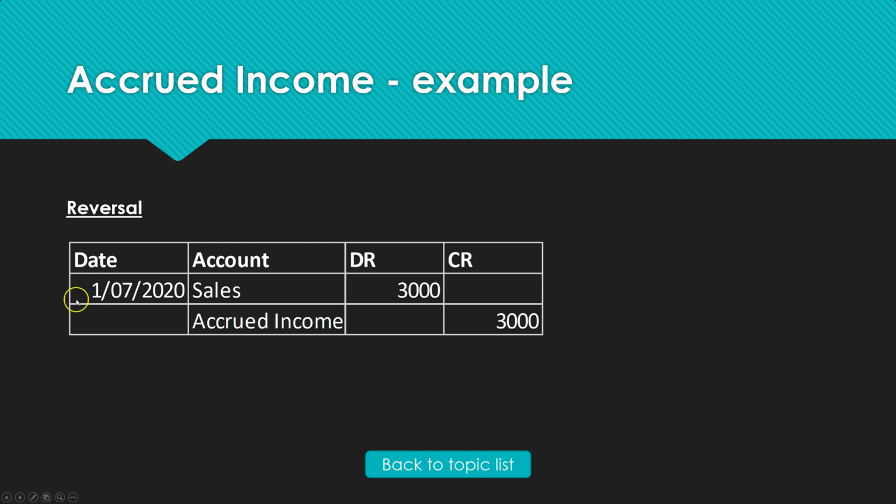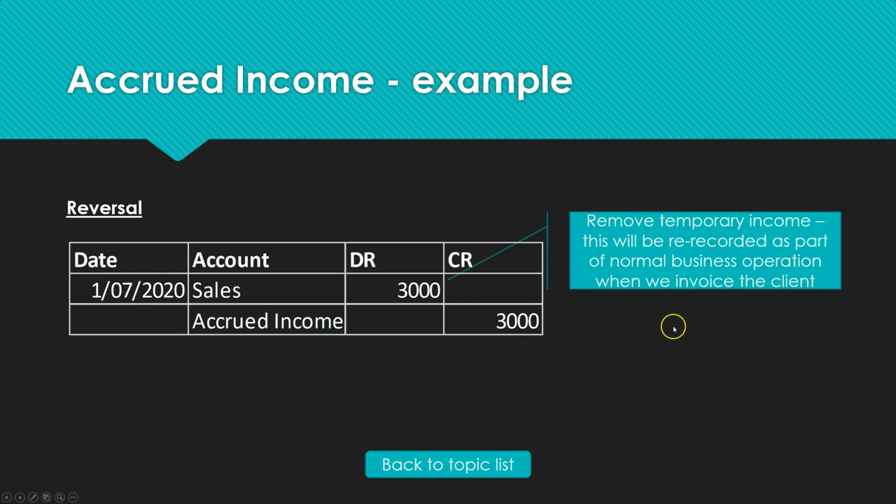Reversals always have to happen on the day after the balance day adjustment. They happen on the 1st of July. Otherwise, we've completely wasted our time. If we posted the balance day adjustment and then on the same day undid it, we might as well have just twiddled our thumbs. So the next day, on the 1st of July, we will reverse it out.